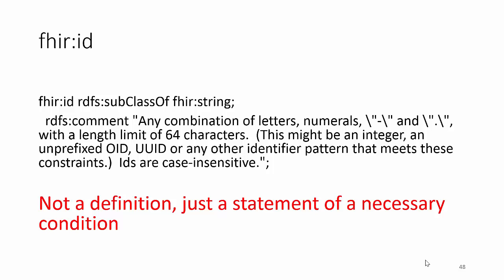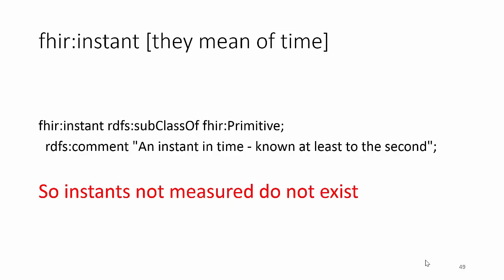This is another kind of issue. So an instant is defined as an instant in time. Well, thank you very much. But then it goes on to say known at least to the second, which means that all instants are known. There are no unknown instants. Now, this is confusing knowledge with the entities which you're having knowledge about.